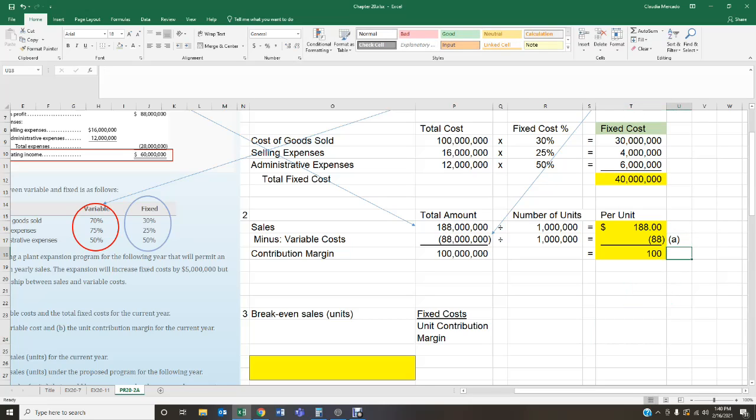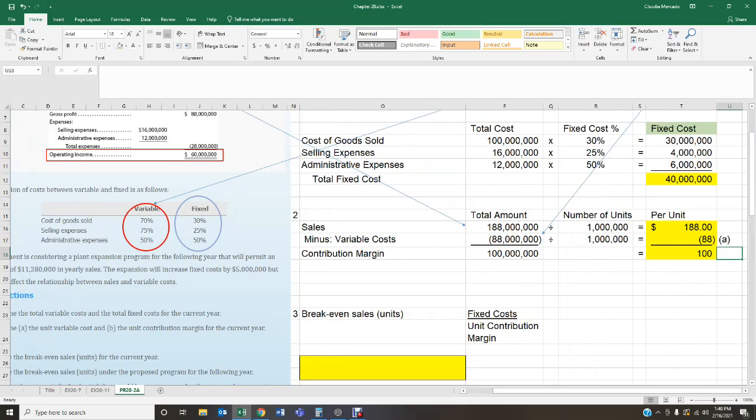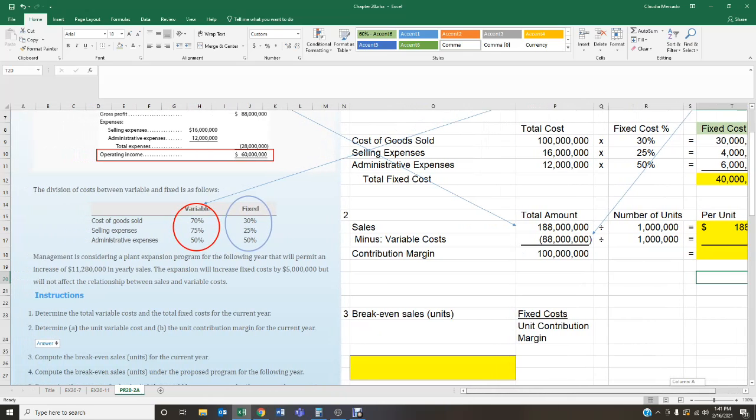Okay. Now requirement B says the unit contribution margin for the year. The unit contribution margin will be $100. Okay. So you're going to get your total amount divided by the number of units that were sold during that specific period, and that's going to give you your per unit variable cost and the unit contribution margin for the year. Okay, so that is requirement 2.